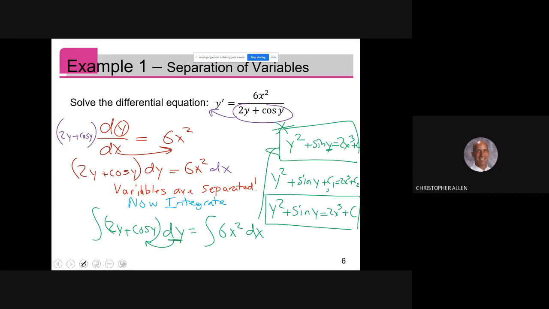Good question. All right, so this is what we call an indefinite integral, and the reason it is an indefinite integral is because of the c.